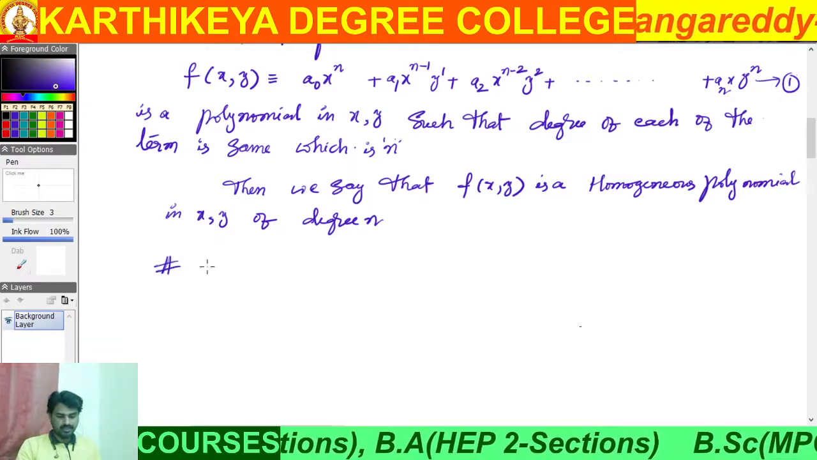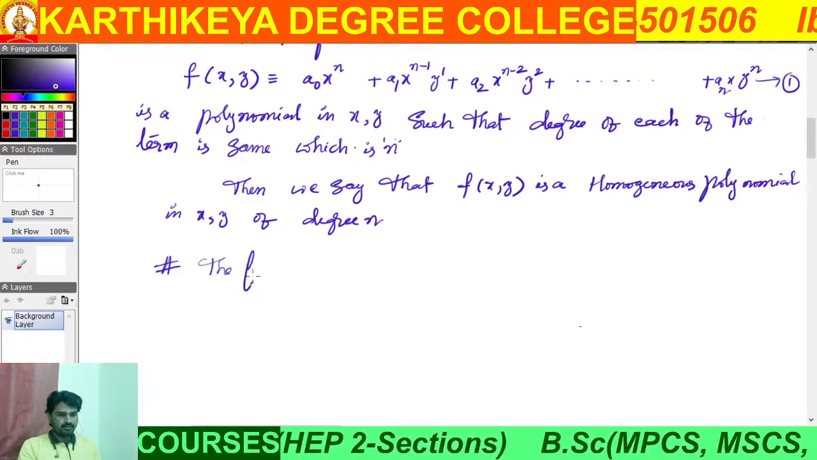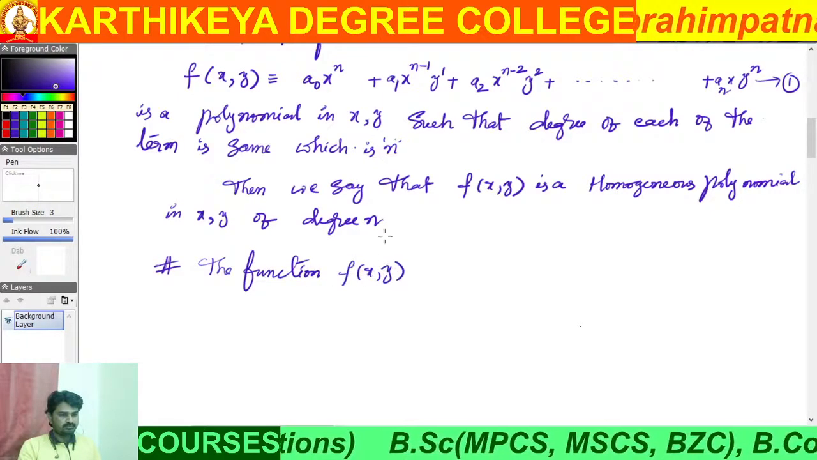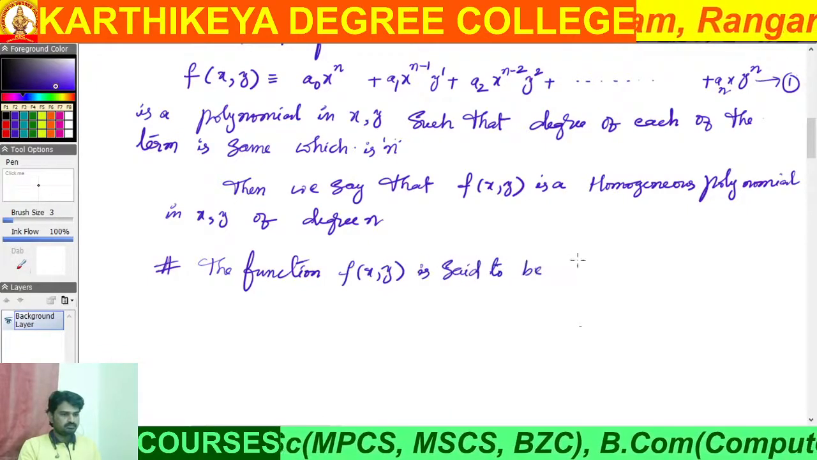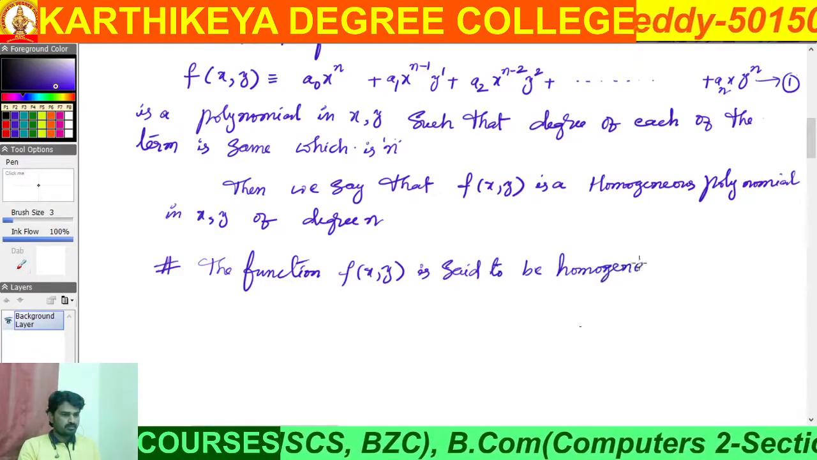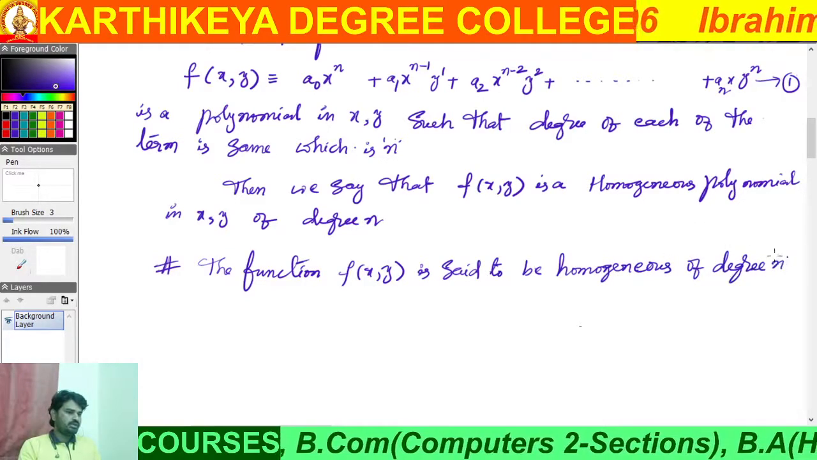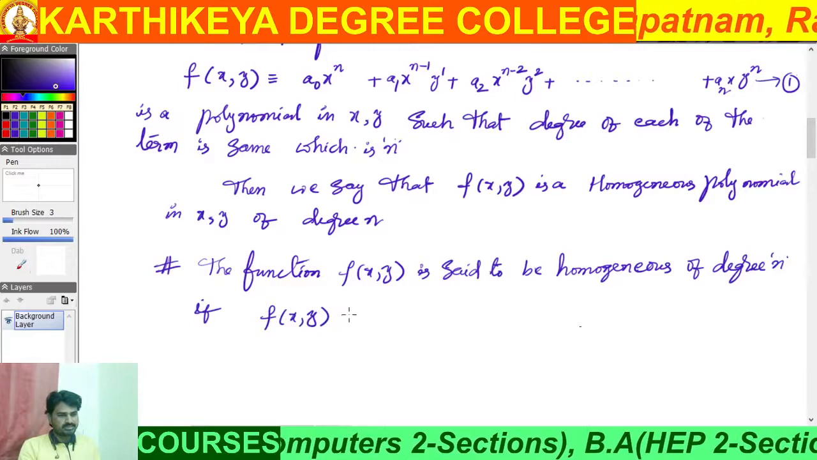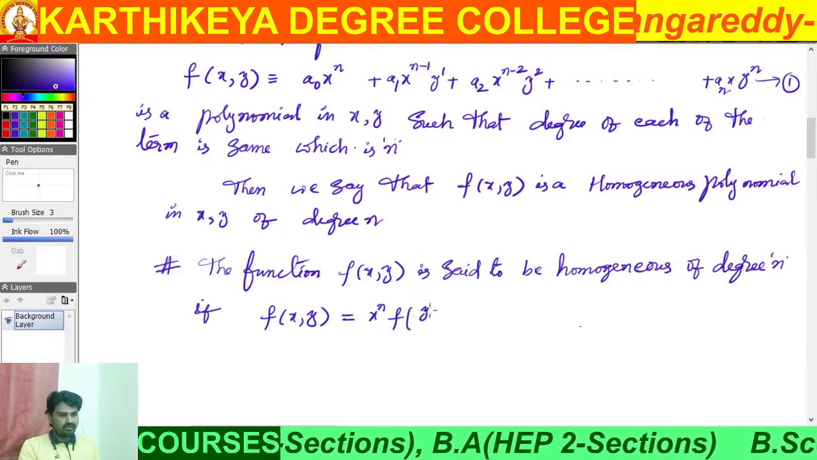This is an important one. The function f of xy is said to be homogeneous of degree n if f of xy can be written, that means expressed, as x to the power of n into f of y by x.